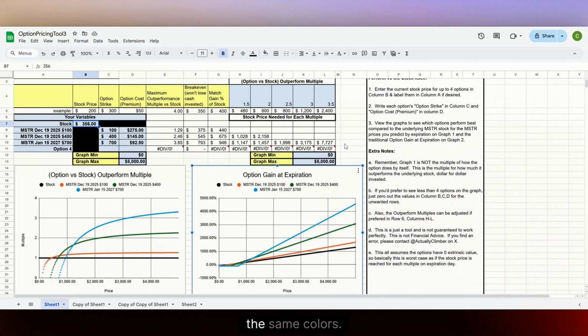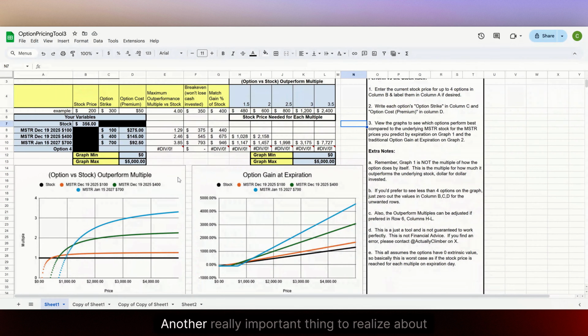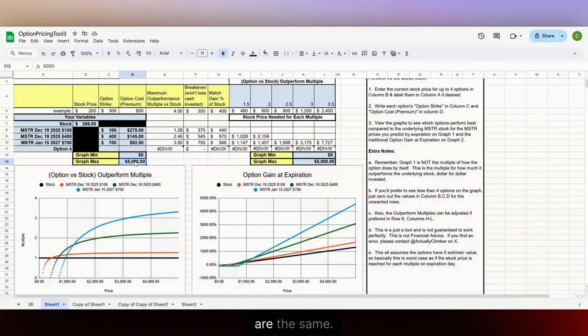So you see, again, the same colors. The black line is the stock itself at different prices, how much of a return it is. At about $4,000, it's about 1,000% gain, which is an 11x. Another really important thing to realize about these two graphs is all of the intersection points are the same. They're exactly the same.